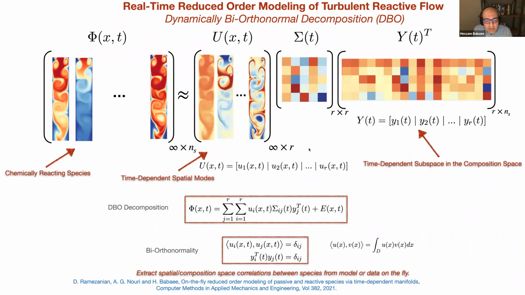So let me go back here. I'll just go back to the species transport equation. So this is the overview of that formulation. And here, like I said, the modes are orthonormal in space instantaneously. So this is the integral of the modes, the projection, the inner product between two modes and the inner product between the vectors in the Y coefficient.